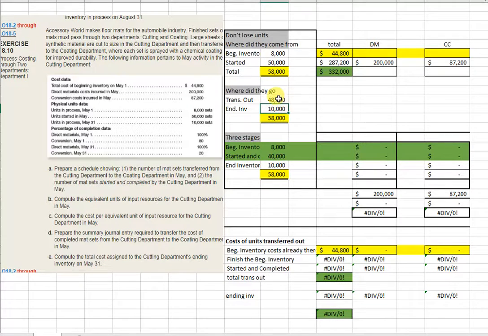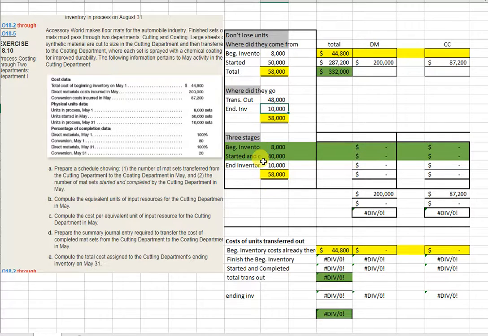So I know this 48,000 includes 8,000 there, so I can say, all right, well, 40,000 and 10,000. So why don't I just simply do 4/5 and 1/5 of all these costs? That would make sense. But here's the problem, is these include all of the materials, because I added the materials at the beginning of the process, and these include a certain percentage of the conversion cost. So let's go ahead and enter that.